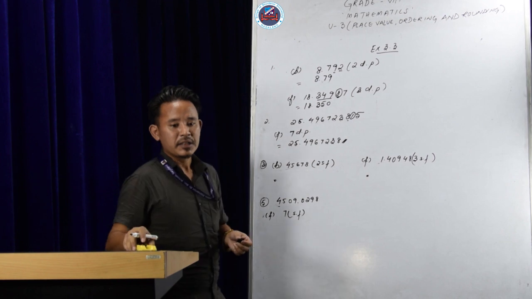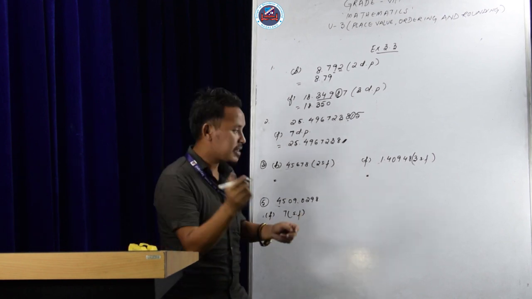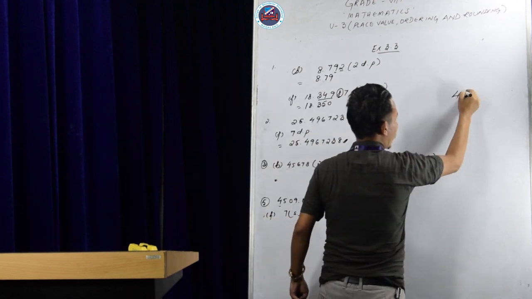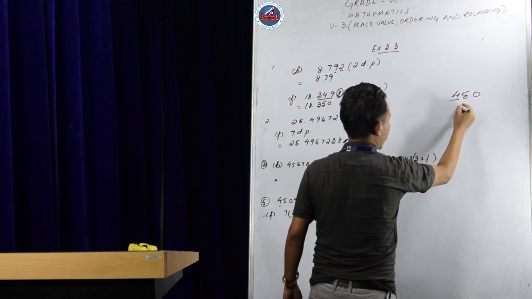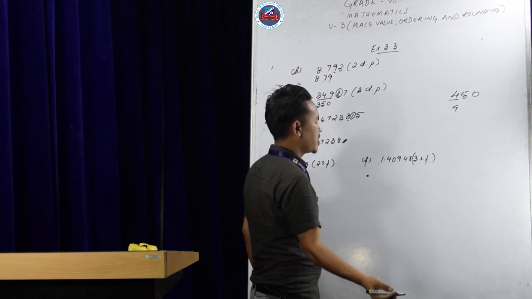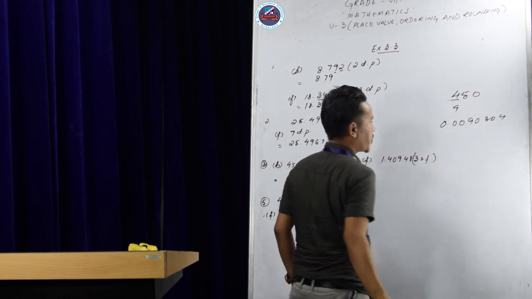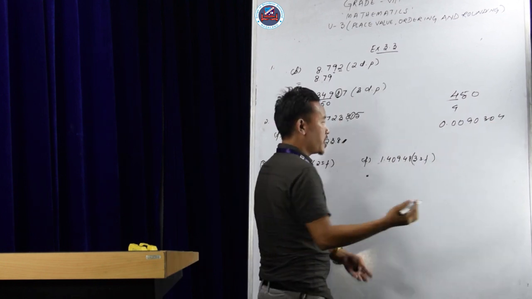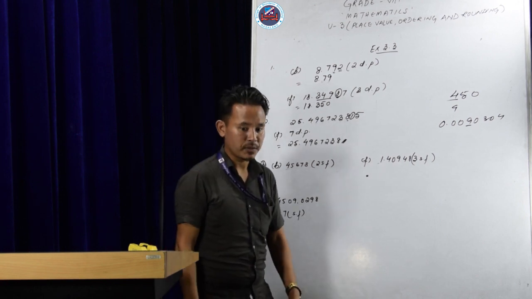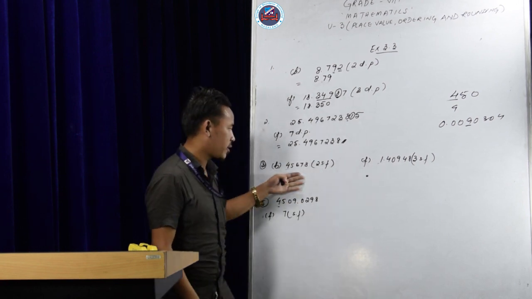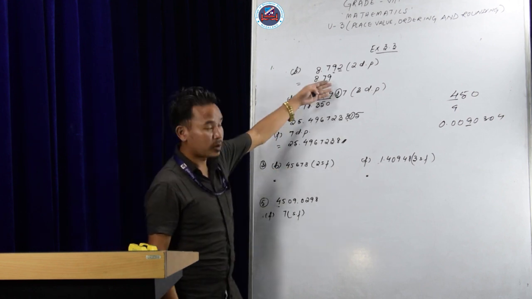Once again, the first significant figure in a number is the non-zero digit. Say for example in 450, the first significant figure is what? 4. Right? Let's take 0.00900304. The first significant figure is 9, which is a non-zero digit, right? So using that, let's try to do this one. It's all the same as rounding off.